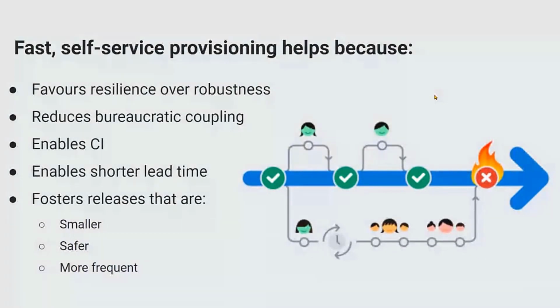So fast self-service provisioning helps for a whole bunch of reasons I've just mentioned. It favors resilience over robustness. We're anticipating that stuff is going to go wrong, but when it does go wrong, it only affects one person, and that one person has learned a thing or two about not breaking stuff.